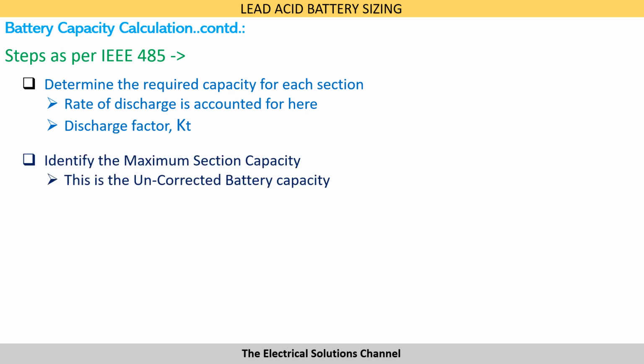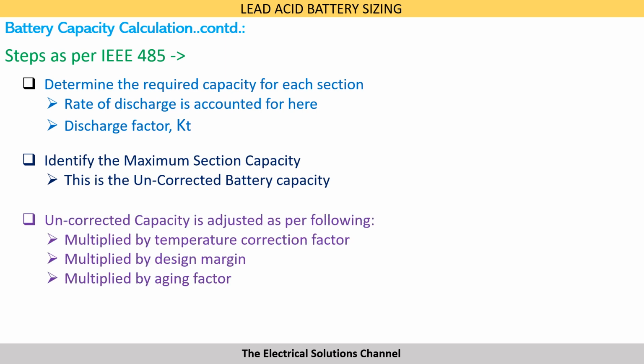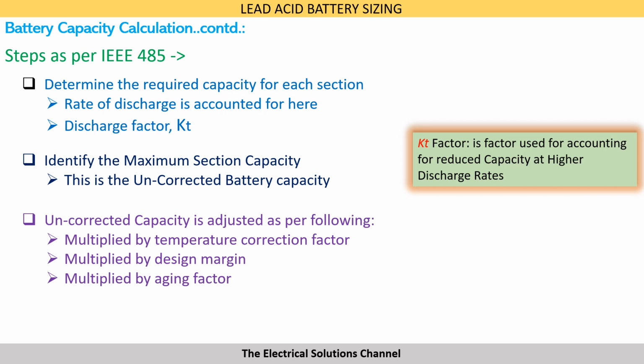Once ampere hour capacity of each section of the load cycle is calculated, then in the second step, we need to identify the maximum section capacity. This maximum section capacity is the uncorrected battery ampere hour capacity. In the final step, we need to adjust the uncorrected battery ampere hour capacity with the various correction factors like temperature correction factor, design margin, and aging margin to arrive at the required battery ampere hour capacity.